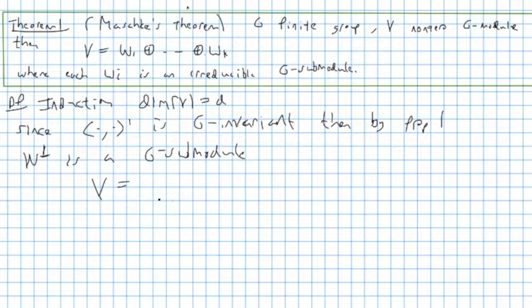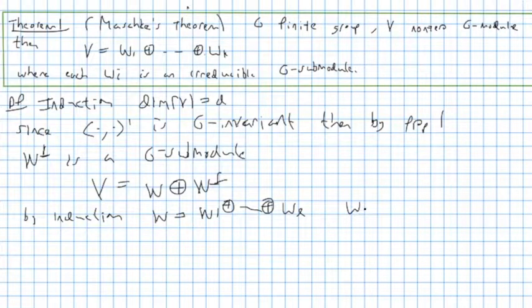Well, so then I have that the original module V is the direct sum of the non-trivial submodule and the orthogonal complement of this submodule, which is also a submodule. And then by induction, W decomposes into a direct sum of irreducibles, where the Wi are irreducible submodules. And also by induction, the complement decomposes into a bunch of irreducibles.